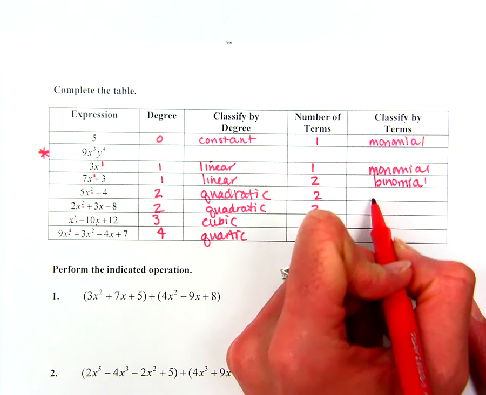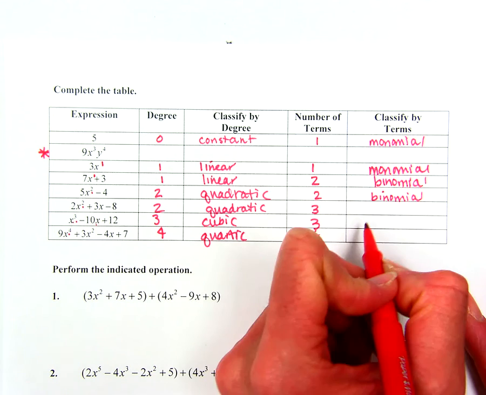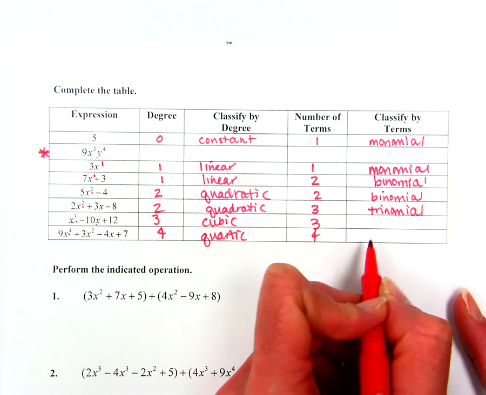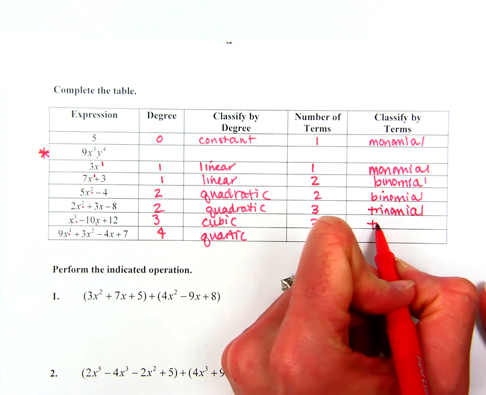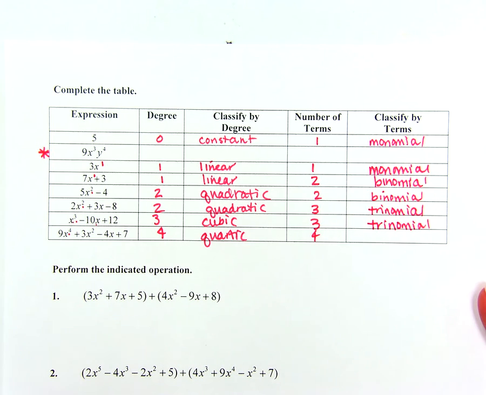All right, so anything with 2 terms is a binomial. Anything with 3 terms is a trinomial. And we talked a lot about binomials and trinomials when we did factoring. So our secret word of the day is factoring. Make sure you write that down, otherwise you're not going to get credit for the homework.